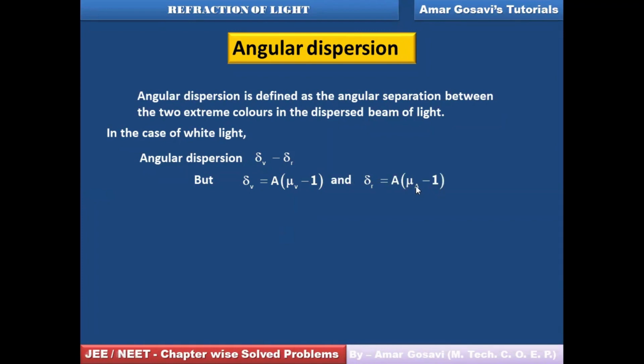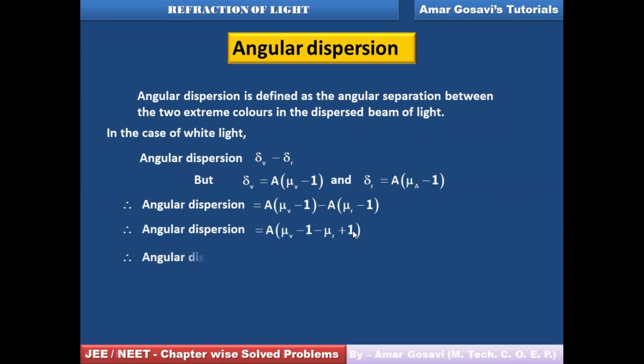Here, make that correction. It should be mu R, the refractive index for red color. So when you substitute this in the equation, you get angular dispersion as A in bracket mu V minus 1 minus A in bracket mu R minus 1. When you open the bracket and simplify, you get angular dispersion as A into mu V minus mu R. So this is the equation for angular dispersion. Again, I define angular dispersion as the angular separation between the two extreme colors in the dispersed beam of light, given as A multiplied by bracket mu violet minus mu red.